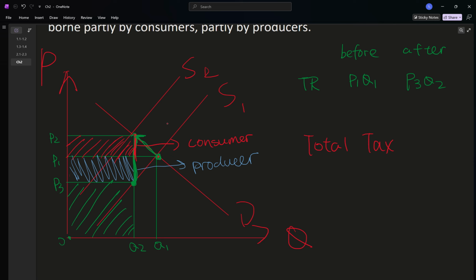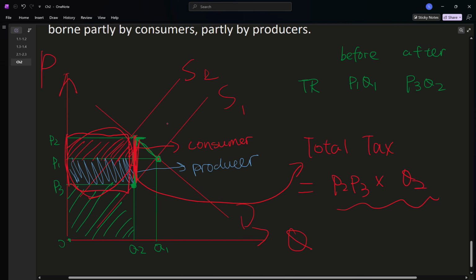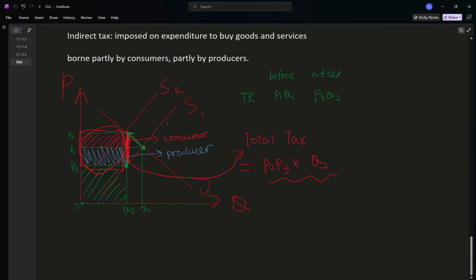So the total tax is P2 P3 times Q2. Okay, this is the total tax. So this part is the total tax. You see that? Okay.